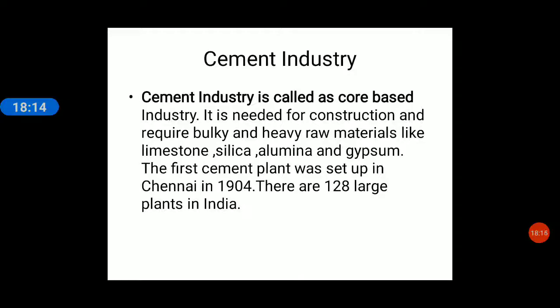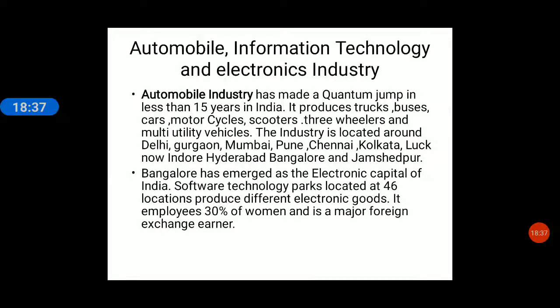The first cement plant was set up in Chennai in 1904. Now this is for map question. There are at present 128 large plants in India. Now it can differ depending upon what edition is your textbook. Yes, so there are 128 large cement plants in India. Okay, next is automobile industries, IT industries and electronic industries.